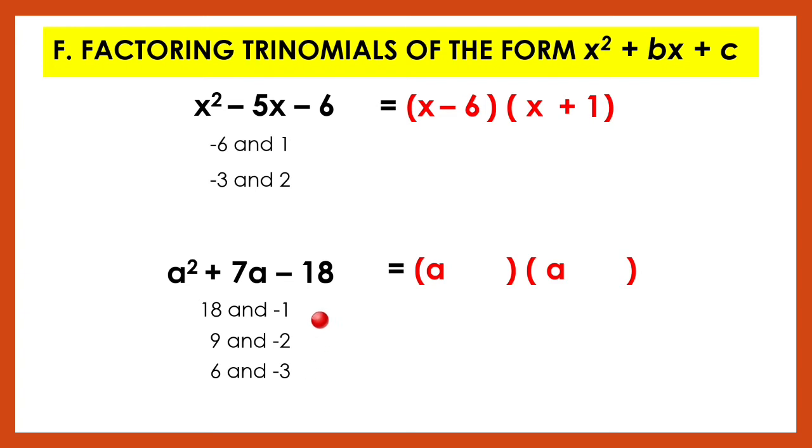Okay, kunin natin yung sum. 18 plus negative 1 is 17. 9 plus negative 2 is 7. 6 plus negative 3 is 3. So, alin dyan ang may sum ng 7? That is 9 and negative 2. So, ito yung susulat natin. Plus 9 and then minus 2. Therefore, the factors of a square plus 7a minus 18 are a plus 9 and a minus 2. Okay, tandaan nyo lang yung pattern.